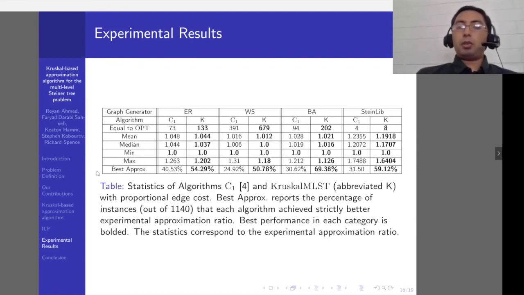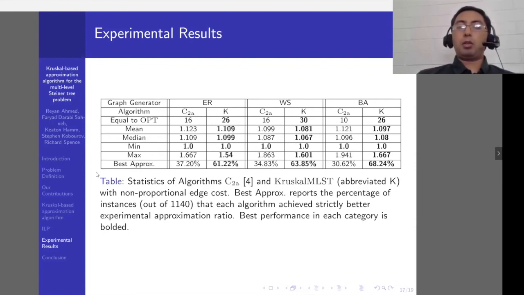Here, best approximation reports the percentage of instances out of 1,140 that each algorithm achieved strictly better experimental approximation ratio. Best performance in each category is bolded, and we can see that most of the time, the Kruskal MLST algorithm performed relatively better compared to the other algorithm. So this was for proportional edge cost. We provide the similar information for non-proportional edge cost here.